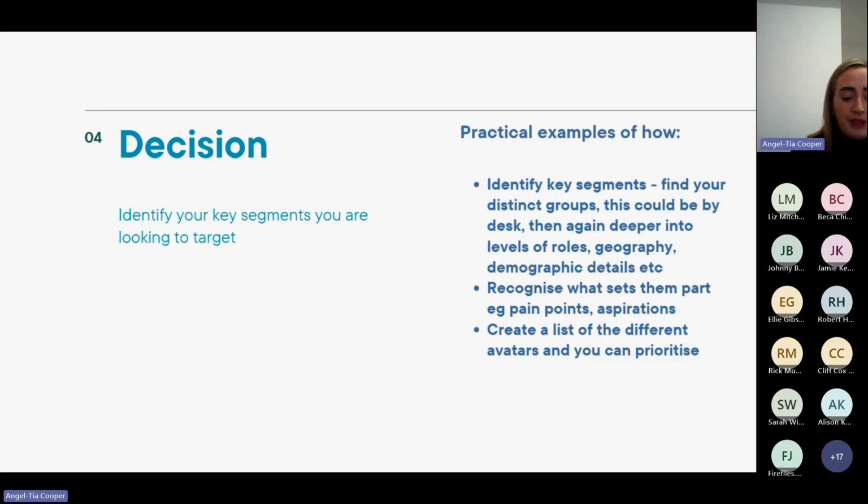And what you then need to look at is what sets them apart. So is it pain points? Is it aspirations? Is it hiring budgets? What are the different things that set those segments apart? And then you can create a list of the different avatars. So it won't be one size fits all. You might end up with 15 different avatars within your business. And then it will be a case of reviewing these periodically as you move forward. It may be a case that you're lucky enough to only have one. Depending on how much detail you want to go into will determine how many avatars you want to create.